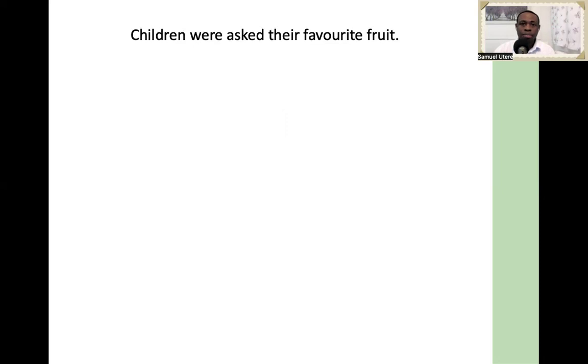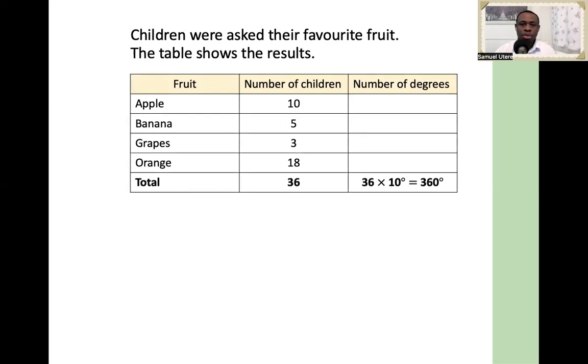We're going to learn how to use the pie chart to represent the whole data that we want to represent. Let's see this one. Children were asked their favorite fruit. The table shows the results. The first thing I want you to know is that for a pie chart, we mostly work with degrees, not percentages, unlike the first example that we saw.